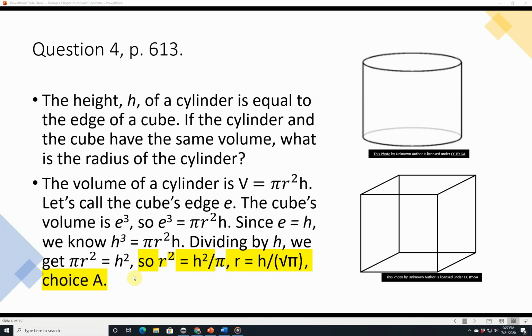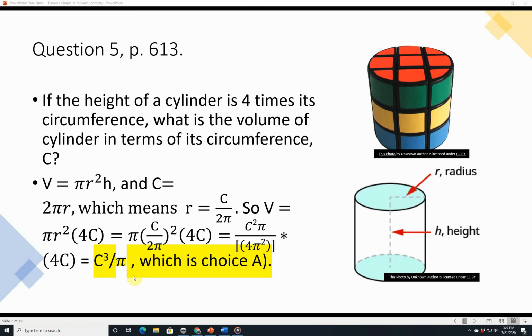Question 5. Alright, question 5. Here we have a funky Rubik's Cube type cylinder. I don't think this would really work as a Rubik's Cube or Rubik's cylinder, but whatever. It's not that important. So, if the height of a cylinder is 4 times its circumference, what is the volume of the cylinder in terms of its circumference, c?